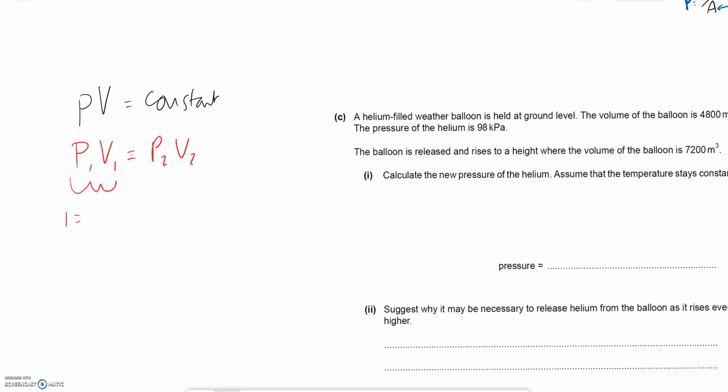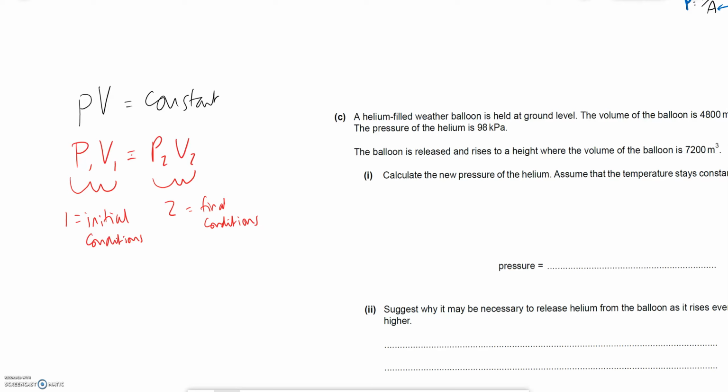What does the 1 refer to? Well, the 1 just refers to the initial conditions. This will always involve some sort of change. So it might be the pressure is 10 and the volume is 5 to start with. After the pressure is changed to 20, what happens to the volume? So the 2 refers to the final condition, so how it ends.